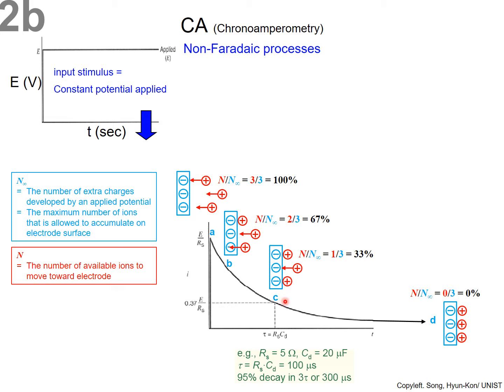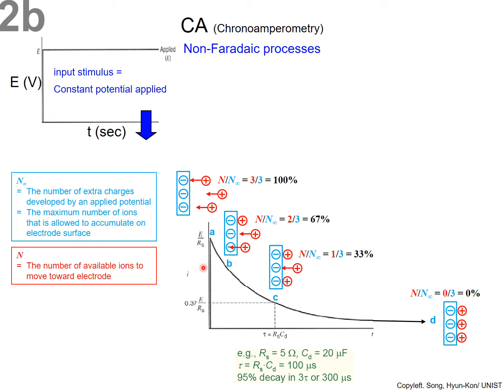Then the current is continuously decreasing to some point. At this point, right now, we have all of the available cations for movement sitting on the surface of the electrode. So 0% for the available ions per the maximum ions. Then at point D, we cannot have any more current.